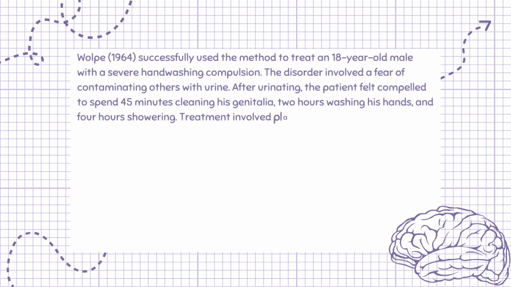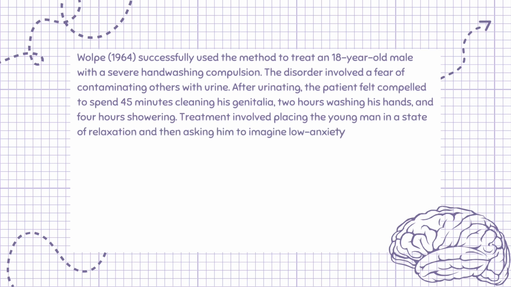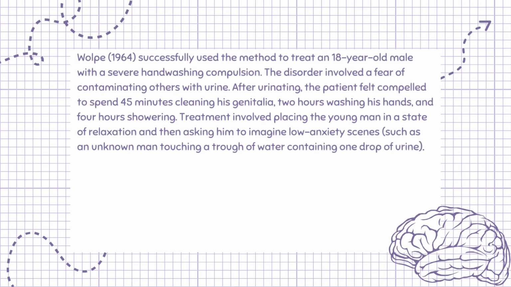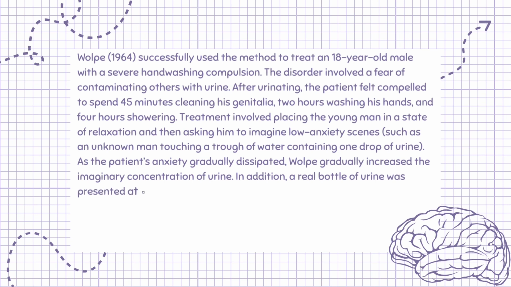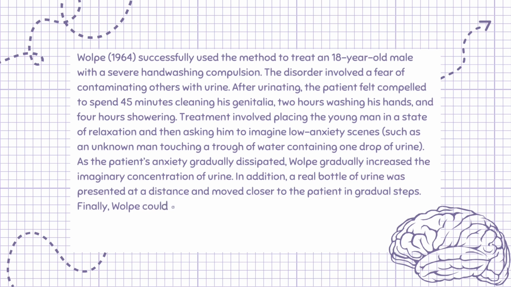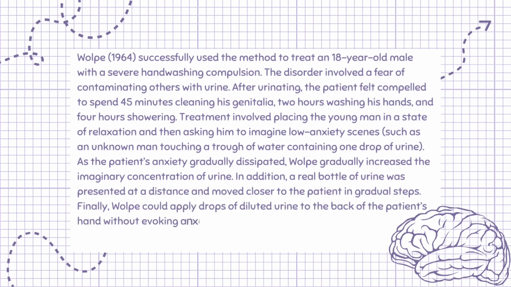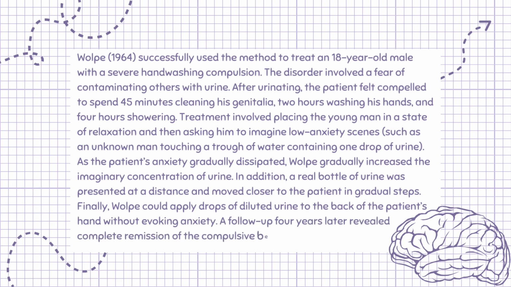Treatment involved placing the young man in a state of relaxation and then asking him to imagine low-anxiety scenes, such as an unknown man touching a trough of water containing 1 drop of urine. As the patient's anxiety gradually dissipated, Wolpe gradually increased the imaginary concentration of urine. In addition, a real bottle of urine was presented at a distance and moved closer to the patient in gradual steps. Finally, Wolpe could apply drops of diluted urine to the back of the patient's hand without evoking anxiety. A follow-up 4 years later revealed complete remission of the compulsive behaviors.